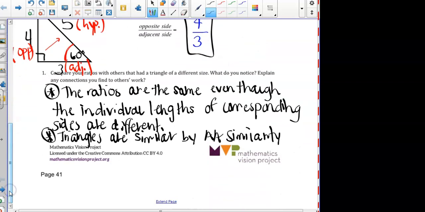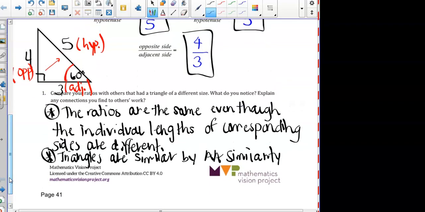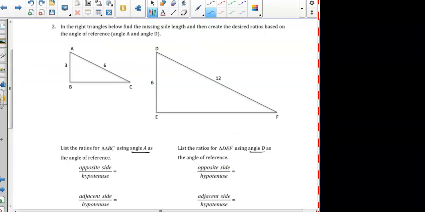And the reason that is because all the triangles are similar by angle-angle similarity. We have a congruent right angle in both of our triangles, and we will have a congruent 60-degree angle in both of our triangles. So then in number 2, we are asked to practice on a triangle that was given to us. In the triangle on the left, we actually had to find the length of BC. To find the length of BC, we will use the Pythagorean theorem. Once we solve that for x, we will see that the length of BC is the square root of 27.